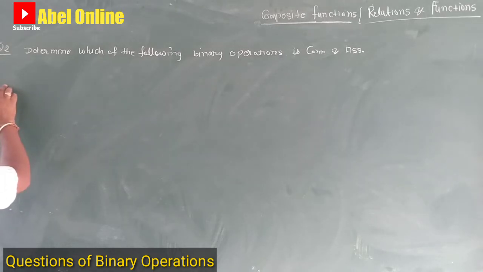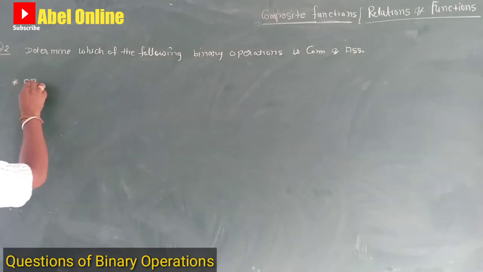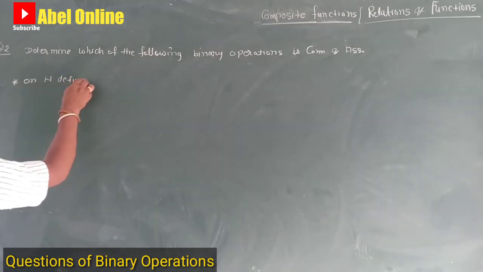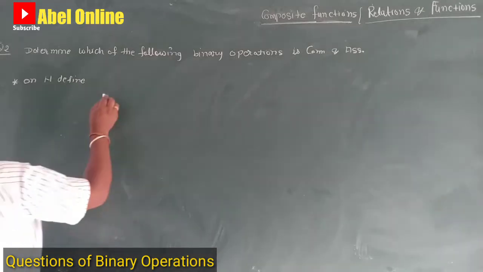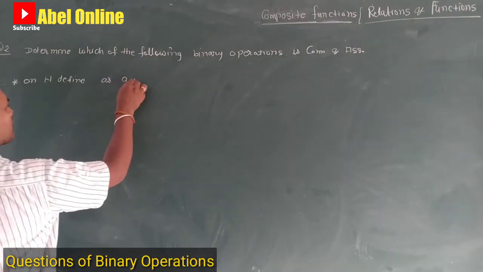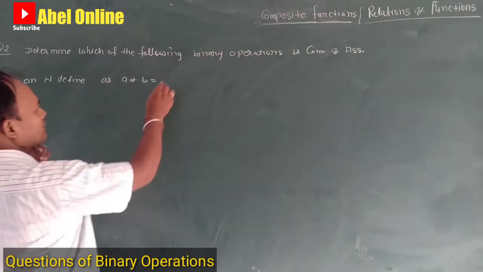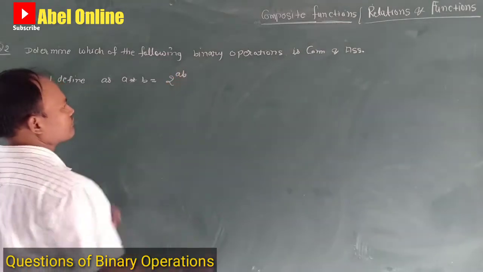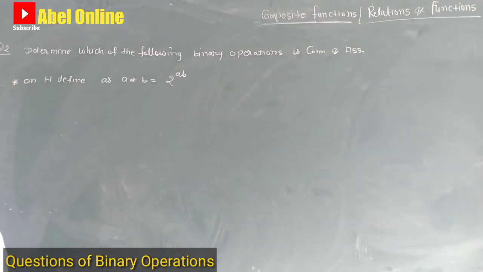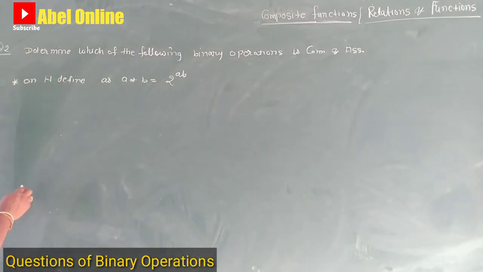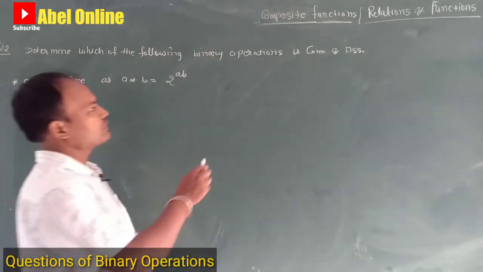star on N, defined as a star b equal to e to the power ab. This question is going to be very interesting. So a star b equal to e to the power ab, and we know what the commutative law is.